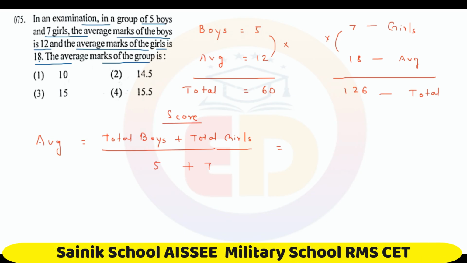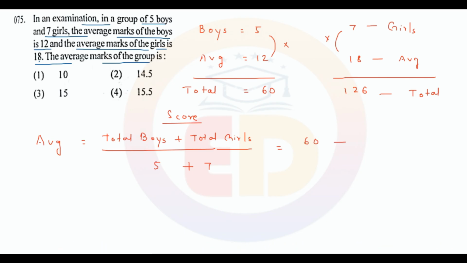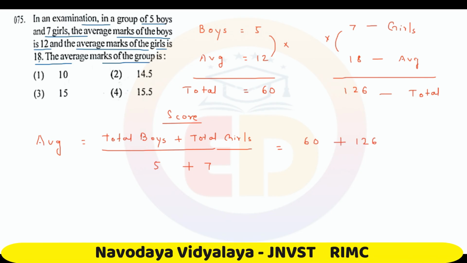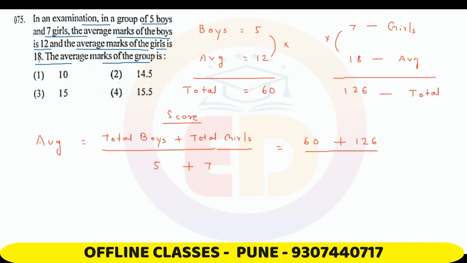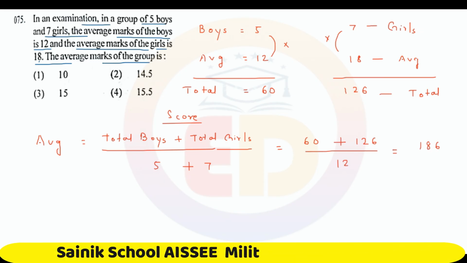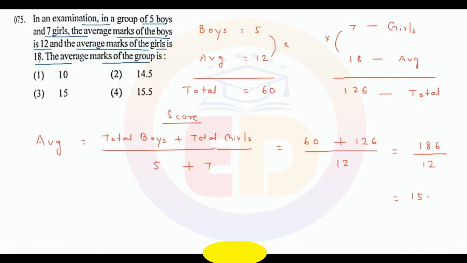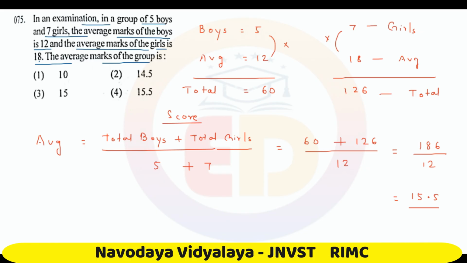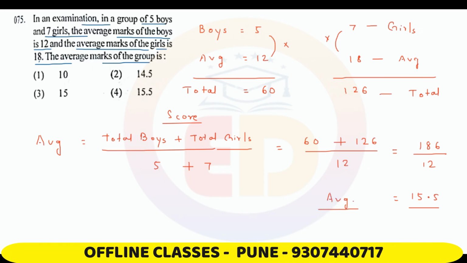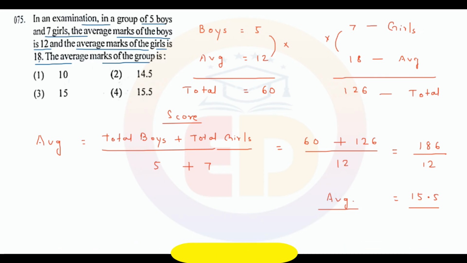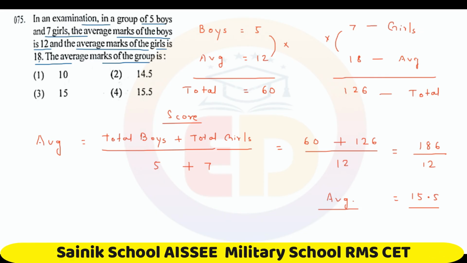So total score of boys is 60, total score of girls is 126, upon total number of students including adding the boys and girls will be 12. This will be 186 upon 12. Dividing it, answer is 15.5. So the combined average of the whole class, both boys and girls, is 15.5. Answer is option D. Same question we have done just few days before the examination in the entire average sheet.